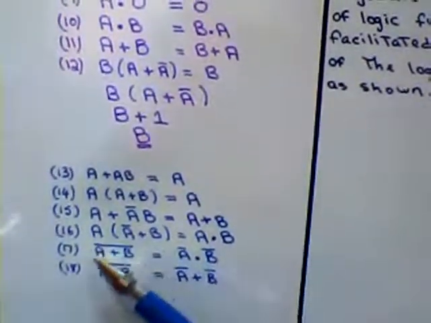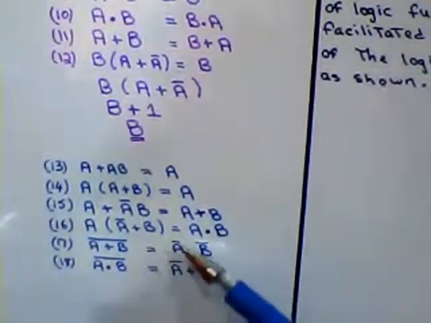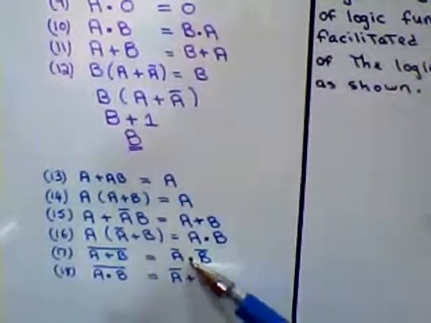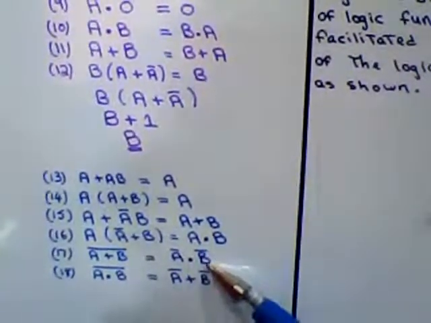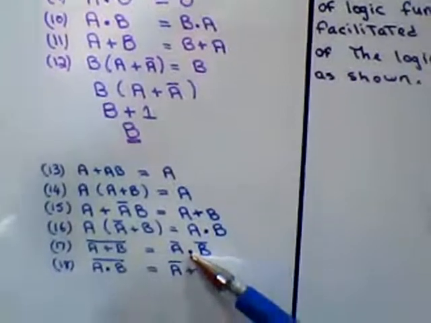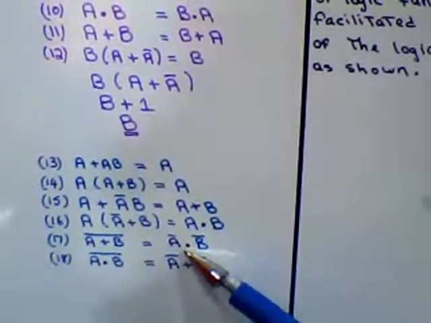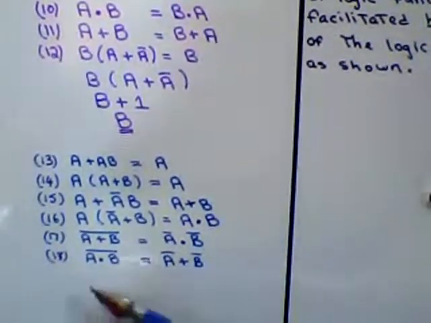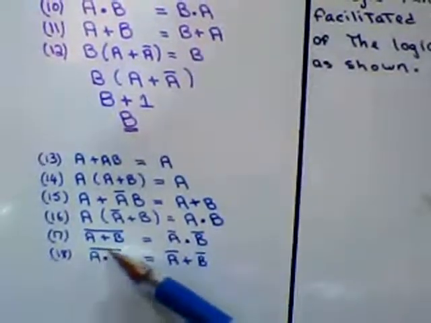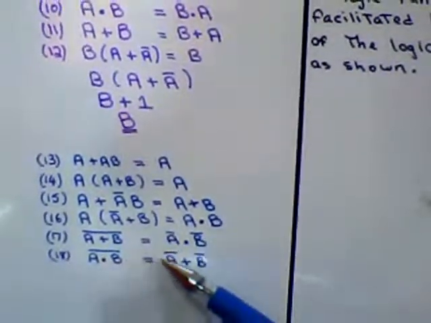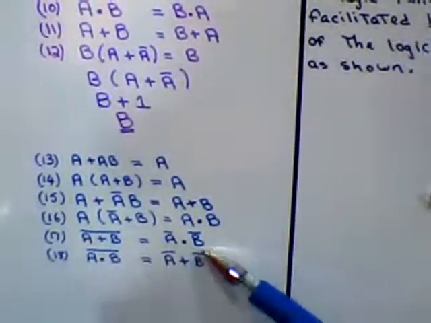Now, not (A or B) equals not A and not B. The dot is an AND function. And here you have again, not (A and B) equals not A or not B.